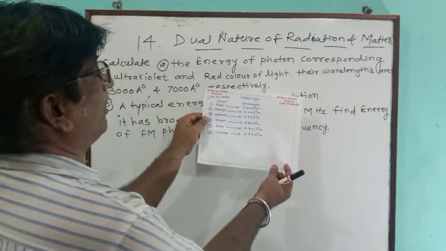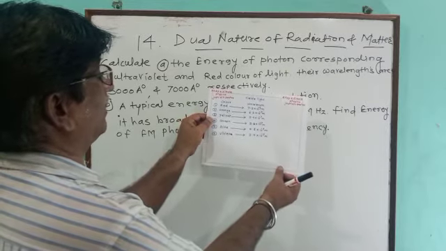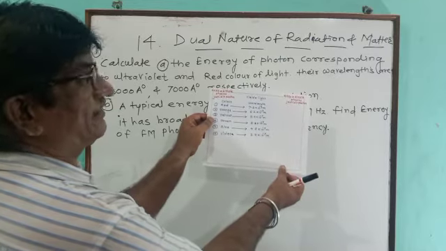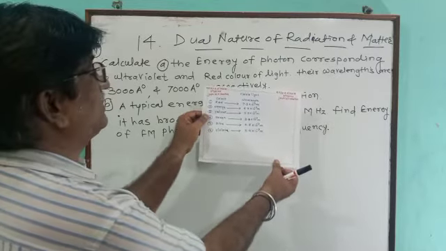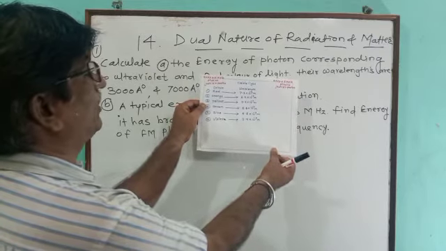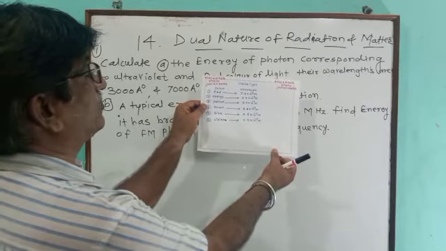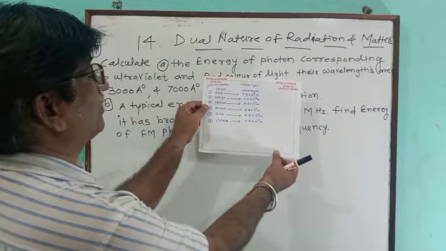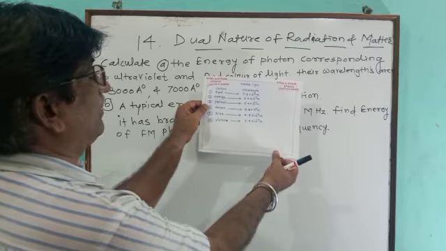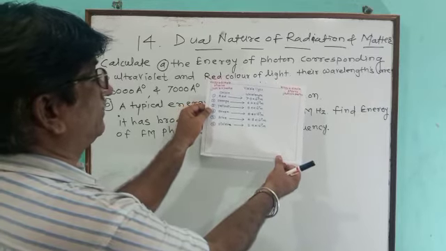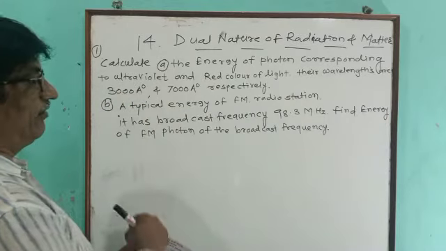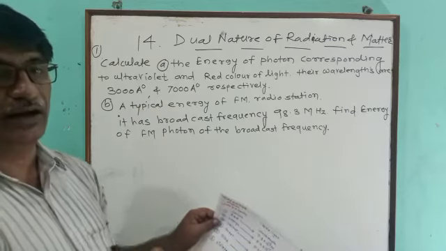For solving such an example, we see the colors and their wavelengths for visible light: red, orange, yellow, green, blue and violet. Their ranges are given as 7.3 into 10 raised to minus 7 meter, 6.2 into 10 raised to minus 7 meter, 5.9 into 10 raised to minus 7 meter, 5.0 into 10 raised to minus 7 meter, 4.8 into 10 raised to minus 7 meter and 3.9 into 10 raised to minus 7 meter. But here the values will be given as 3 and 7, 3 for ultraviolet and 7 for red color.